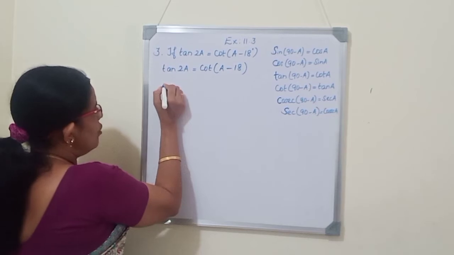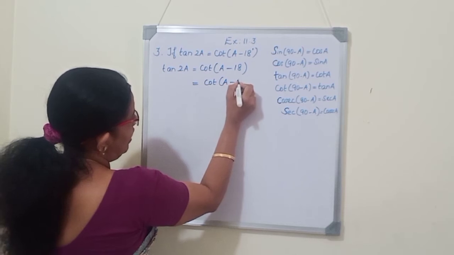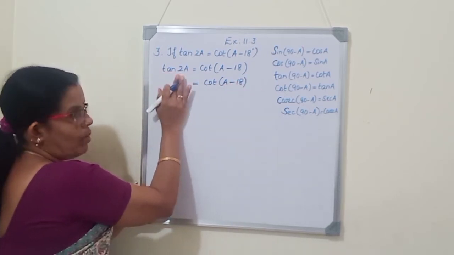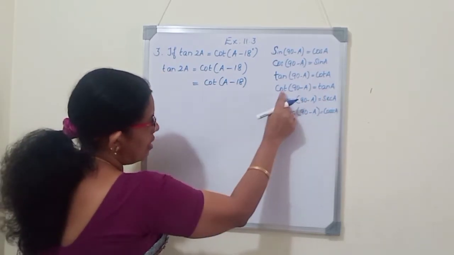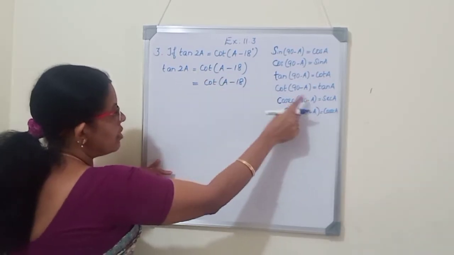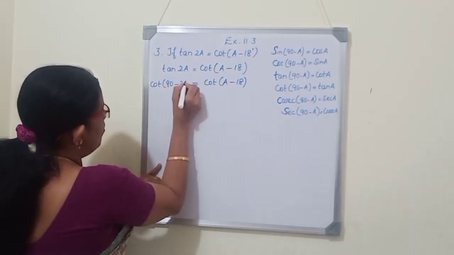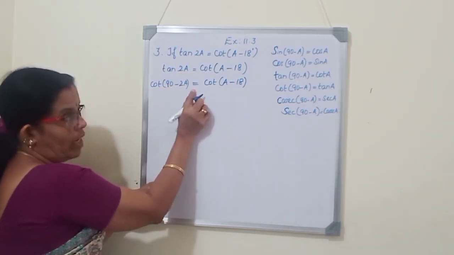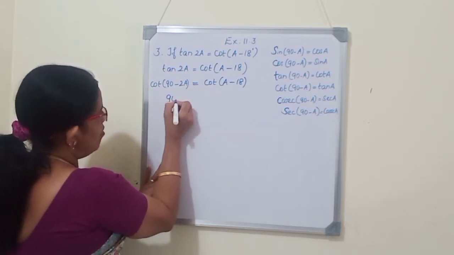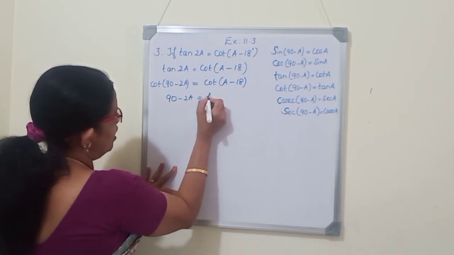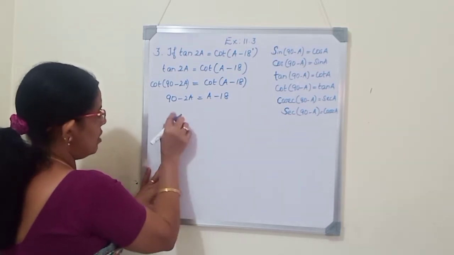Now here tan 2A we can change. Cot A minus 18 we write as it is, because it's already a binomial, no need to change. Tan 2A we will change. So we'll consider 2A as a single number. So what is tan A? Tan A is cot 90 minus A. So tan 2A we can write cot 90 minus 2A. Whatever value is here, that we will write in terms of 90 minus. So now you see both sides it is cot and cot. So we will write 90 minus 2A is equal to A minus 18. Now we'll bring minus A to this side, A to this side.